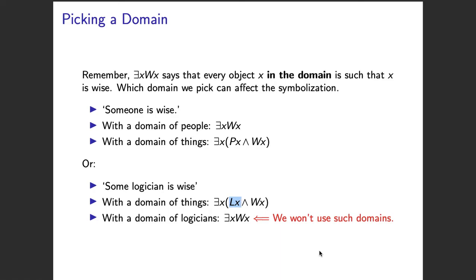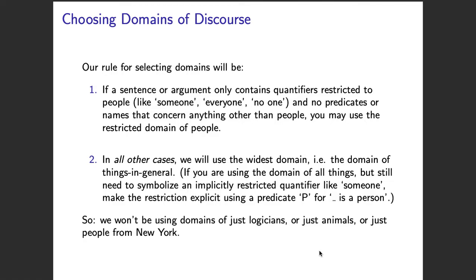So we're actually going to only be using two kinds of domains. And here's the rule for selecting domains. If an argument or a sentence that you're symbolizing only contains quantifiers that are implicitly restricted to people, so these are quantifiers like someone or everyone or no one that are used to talk about people, and you don't have any predicates or names that concern anything other than people, then you can just use a restricted domain of people. But in all other cases, we're going to be using the widest domain, the domain of things in general.